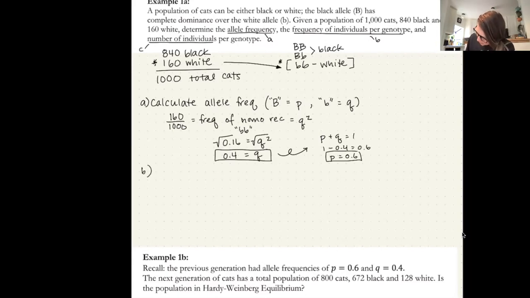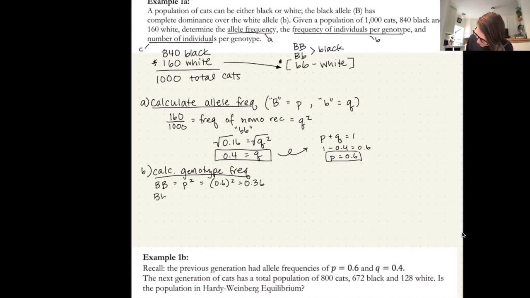For B, we are going to calculate genotype frequencies. First allele frequencies, now we're going to focus on genotype frequencies. And once you have your allele frequencies, calculating the genotype frequency is quite easy. We know that homozygous dominant is P squared, so all we have to do is take our P and square it. That would be 0.36.